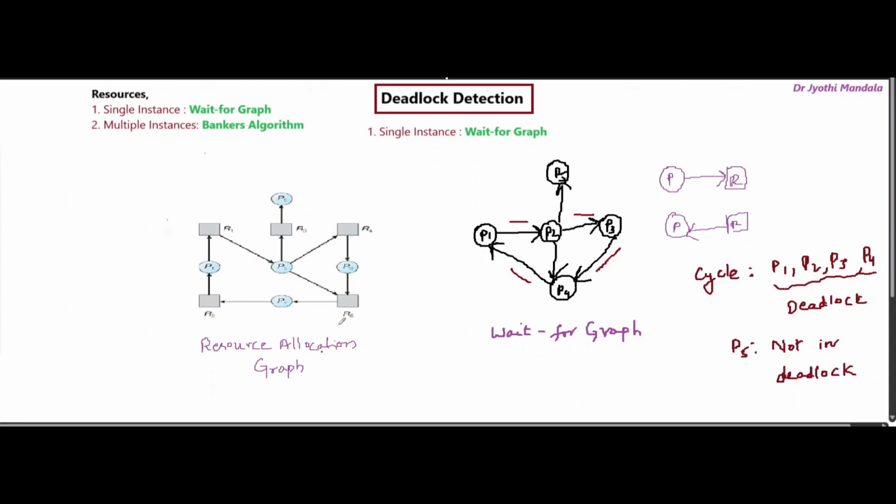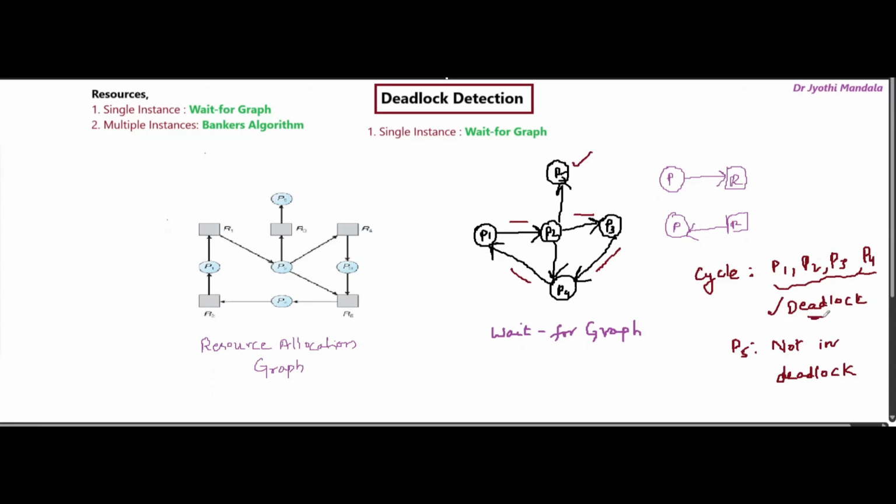So for this example, whatever we have considered for resource allocation graph, we have designed this wait for graph, and in this wait for graph we need to check if any cycle has occurred. Okay, once the cycle has been observed, we need to check what are all the processes that are involved in forming that cycle. Those processes are in deadlock, and here P5 is not in the deadlock. So like this, if there is a cycle, there is a deadlock, that means we could able to detect the deadlock.